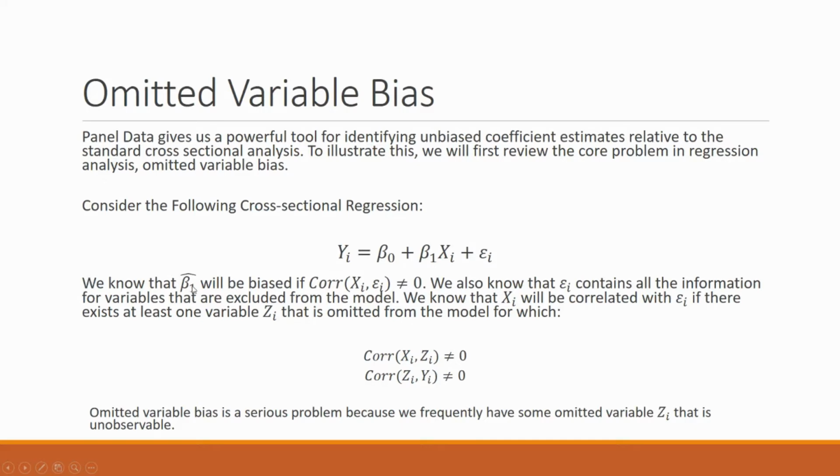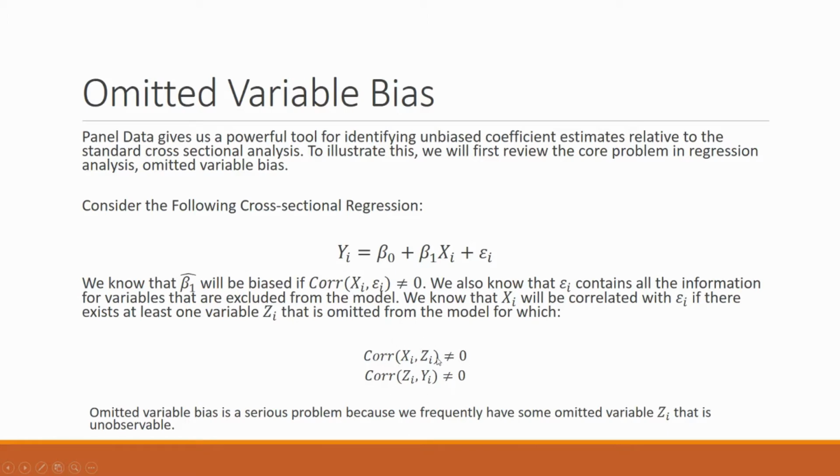Now we know that beta 1 hat, our estimated beta 1, will be biased if the x variable, the independent variable, is correlated with the error term. We also know that the error term contains all the information for variables that are excluded from the model. X will be correlated with the error term if there exists at least one variable z_i that is omitted from the model for which these two conditions hold. This should all look very familiar.